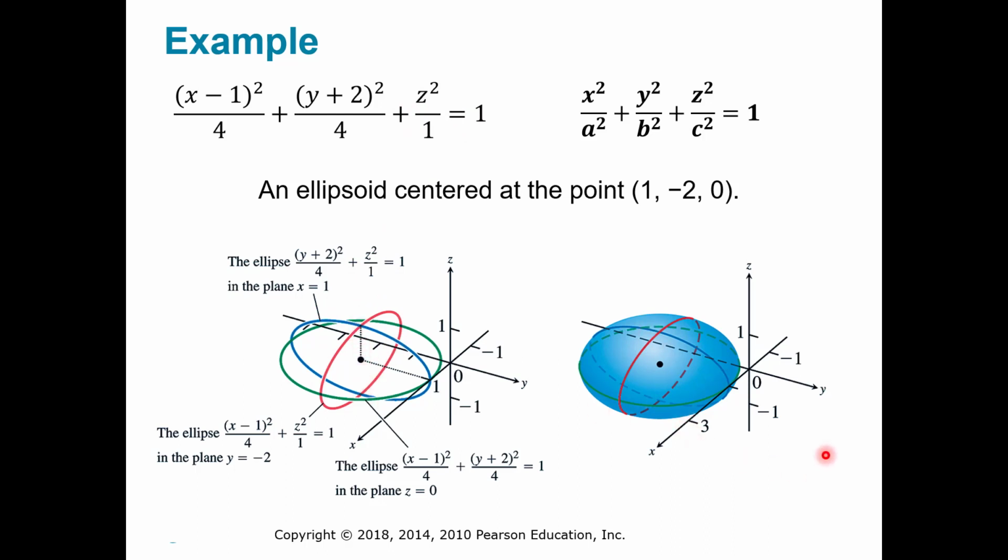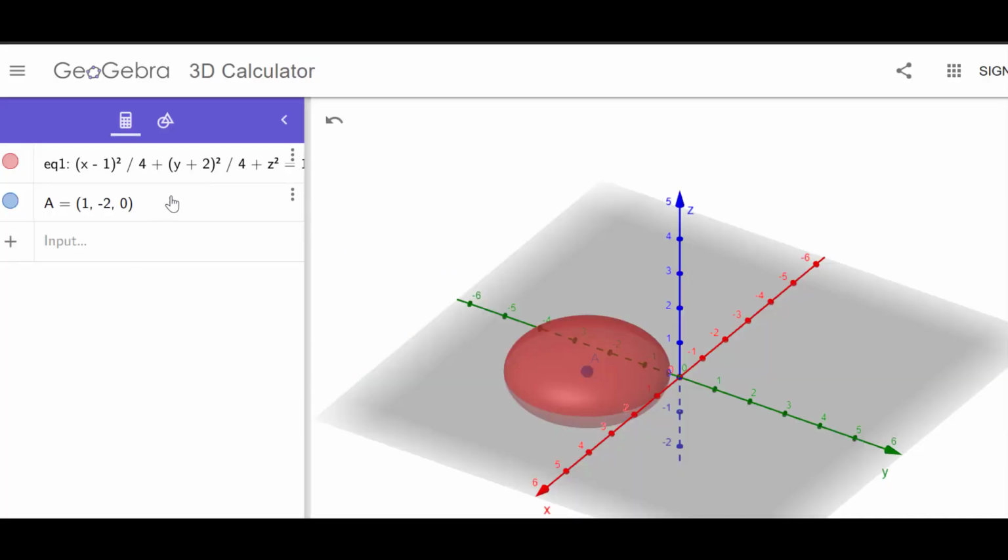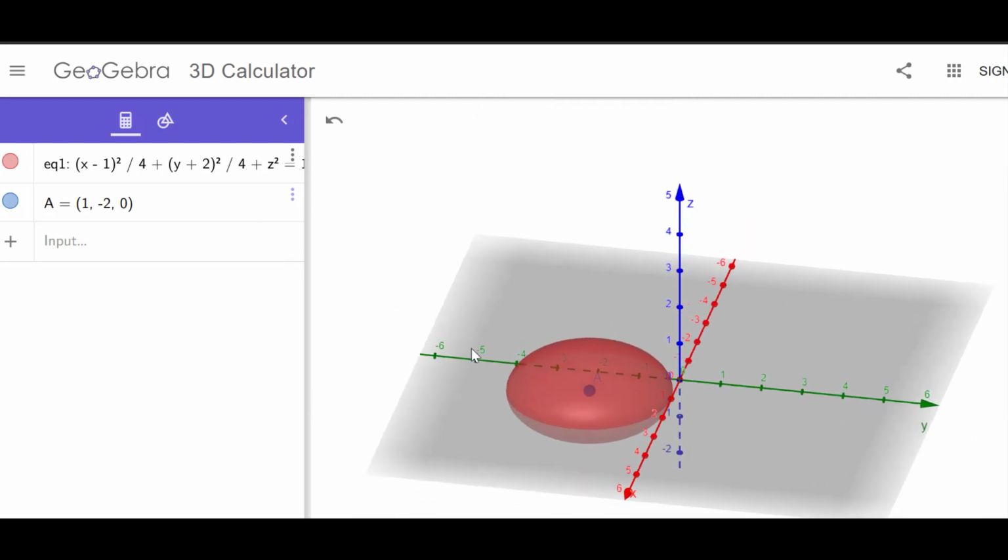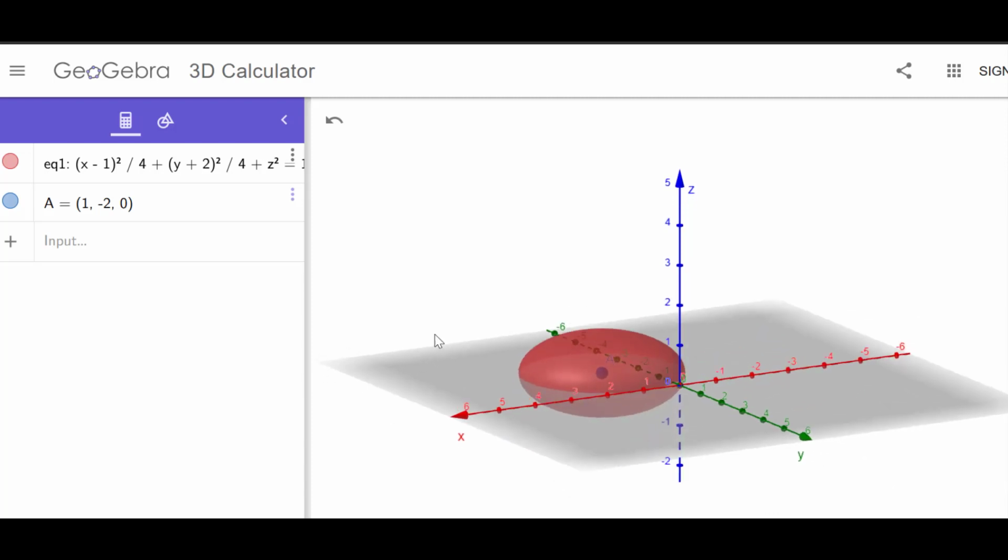So let me show this to you with a 3-dimensional graphing tool. I'm just using a website, GeoGebra 3D. And here's our equation that we just looked at, then our ellipsoid shape, and I have the center mentioned right here. And so this way I'm able to show you the 3-dimensional side of it.